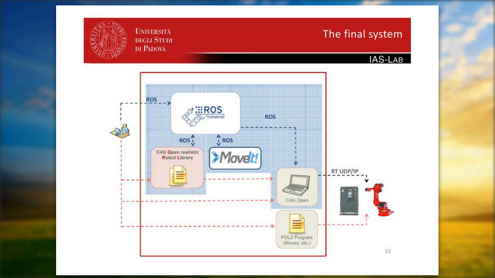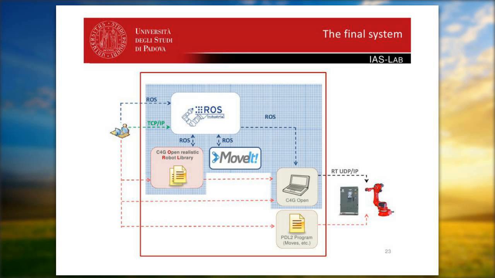In detail, the user sends a ROS message to the system. ROS redirects the message with a request to the motion library, so ORL, MoveIt, and so on. And then the motion library answers by sending the ROS message with the motion primitive that the controller needs to move the robot.